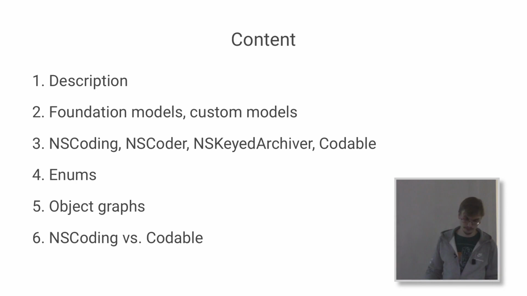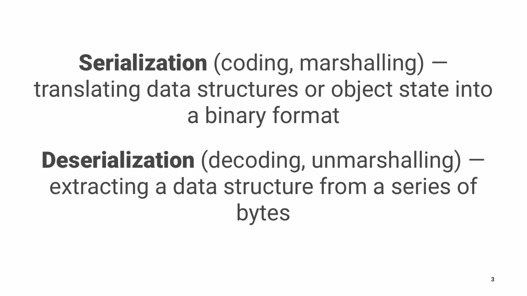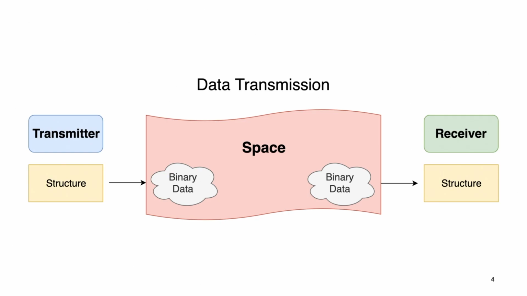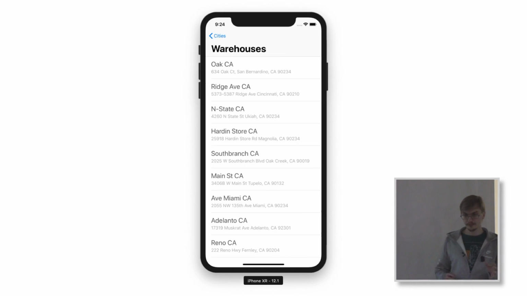So let's start. Serialization, as all of you know, it's a process of translating data structures and object states into a binary format, and deserialization is an opposite process. And there are basically two main applications of serialization. The first one is data transmission, and the second one is data persistence. During this talk, we will be developing a small logistics app, some products, warehouses, to showcase the serialization tasks.